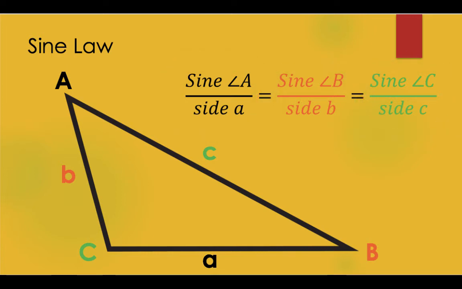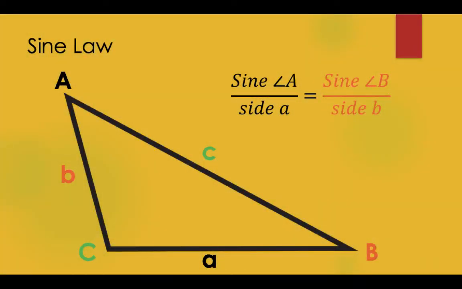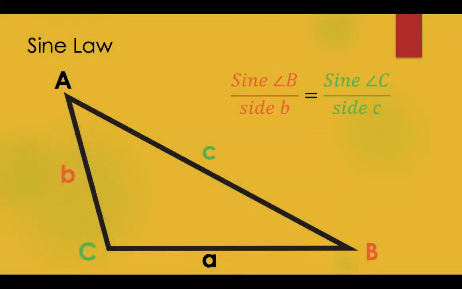side c. Now usually we don't use all three angles and three sides in the calculations. Rather, we only use a pair. Like sine A divided by side a equals sine B divided by side b. This is a four-variable equation, which means as long as we know three measures, we can solve for the missing fourth.